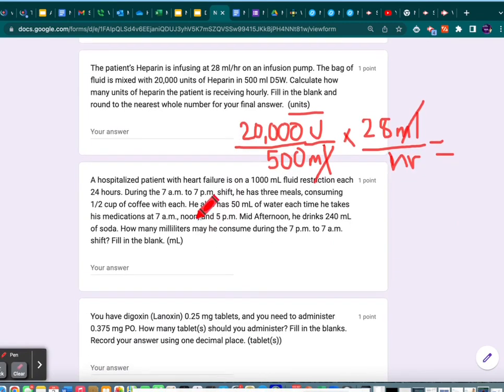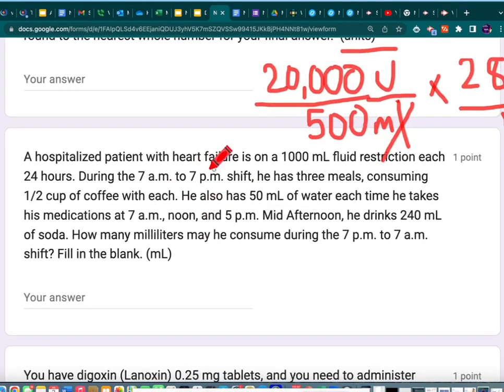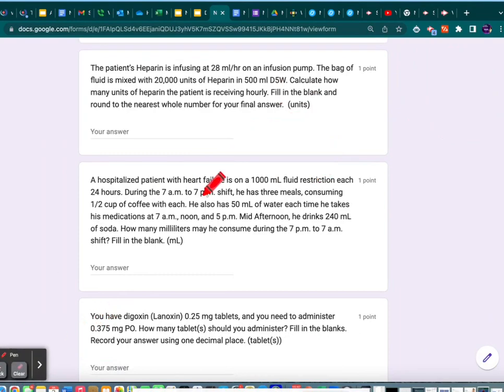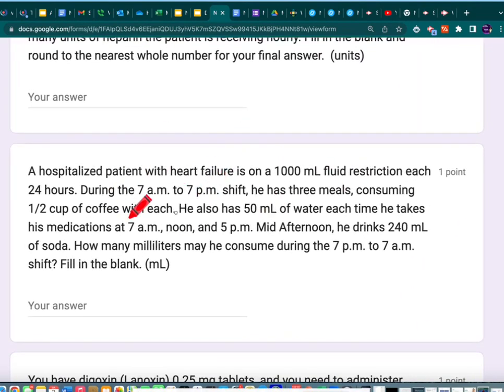And then I just want to introduce you to this interesting question here where you're going to need to know some conversion rates in order to get to the correct answer. So you've got a hospitalized patient with heart failure on a 1,000 milliliter fluid restriction each 24 hours.